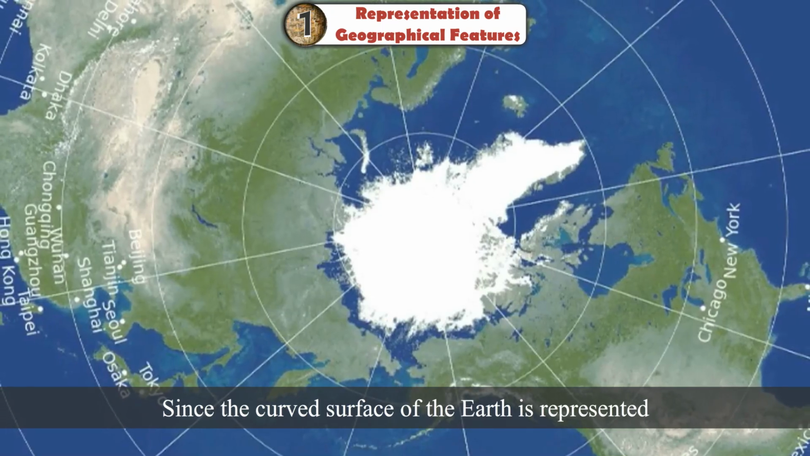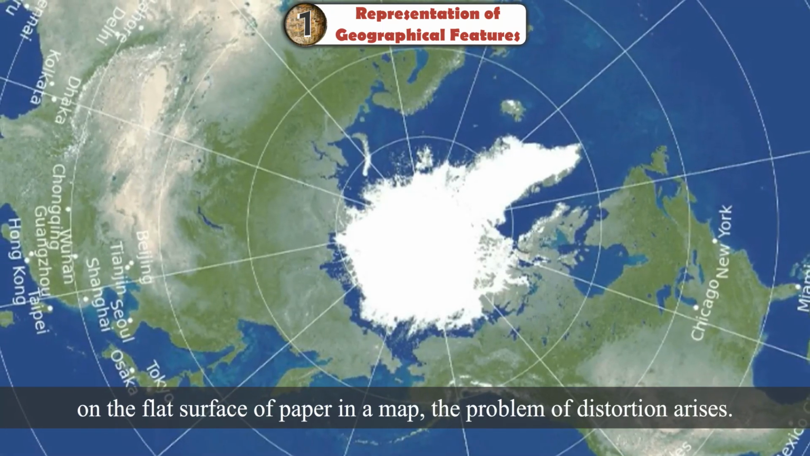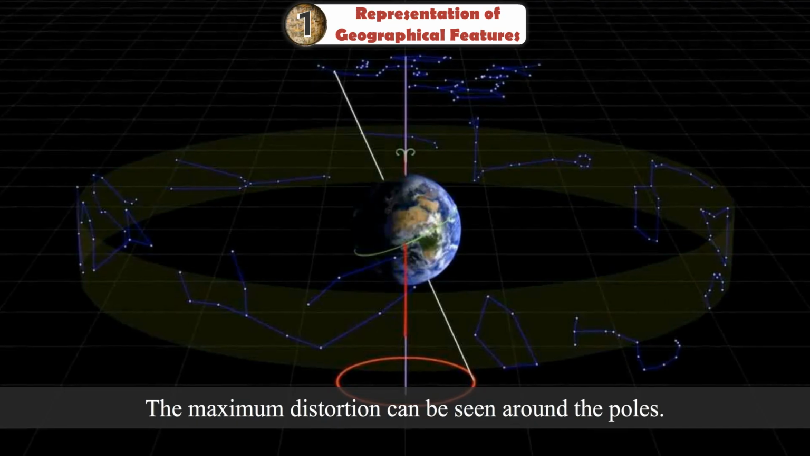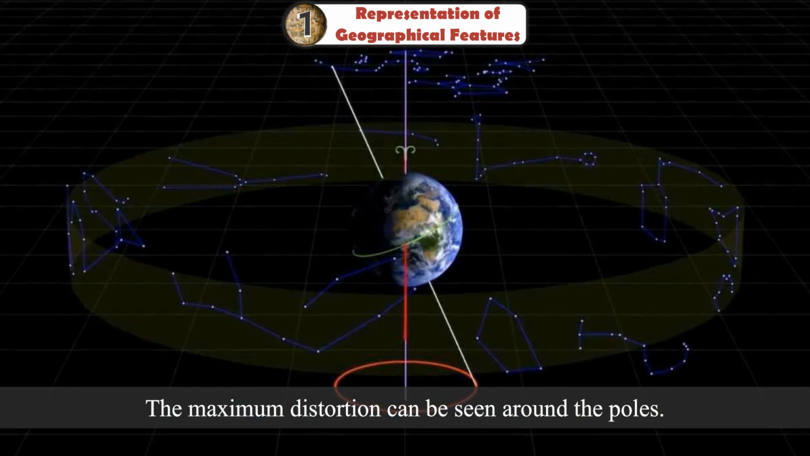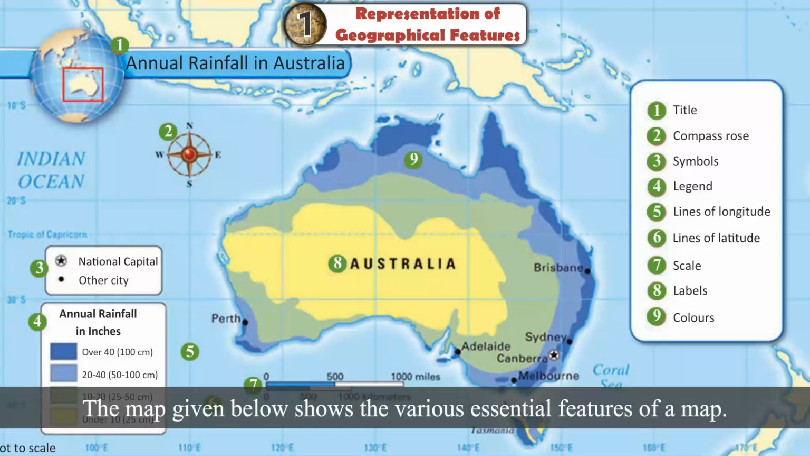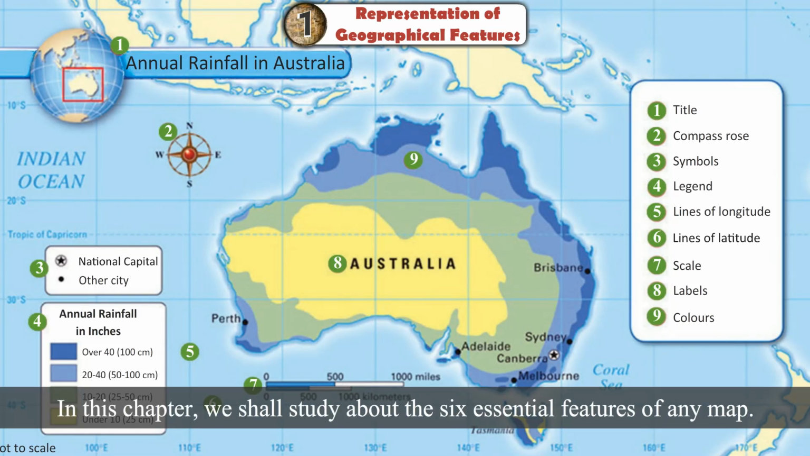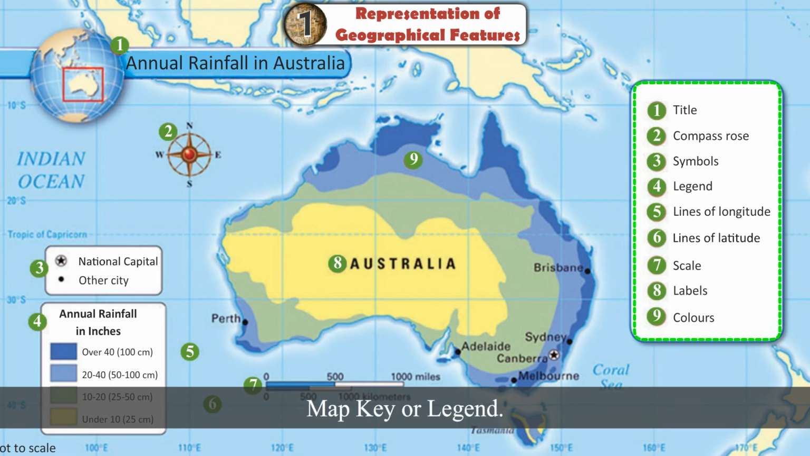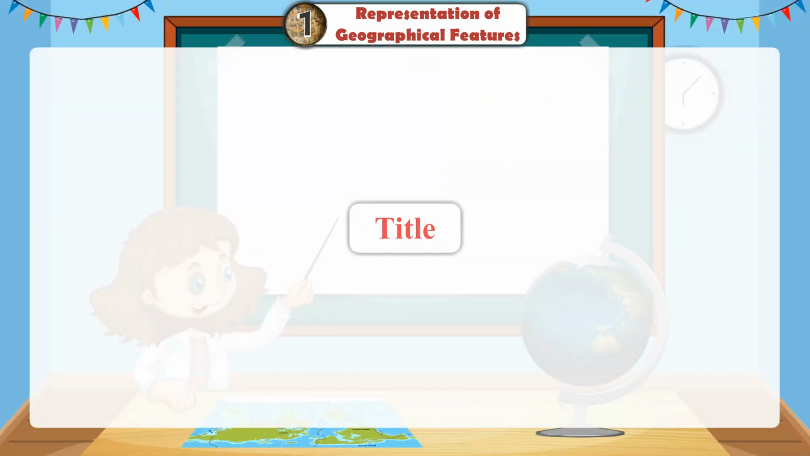Since the curved surface of the Earth is represented on the flat surface of paper in a map, the problem of distortion arises. The maximum distortion can be seen around the poles. Essential features of a map. The map given below shows the various essential features of a map. In this chapter, we shall study the 6 essential features of any map. These features include title, map scale, directions, grid lines, conventional symbols, map key or legend.